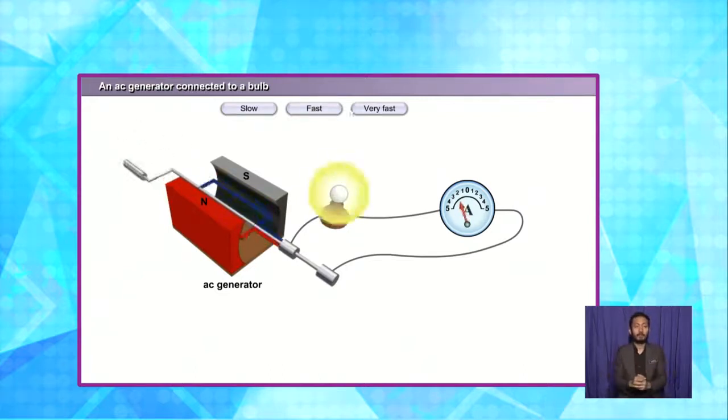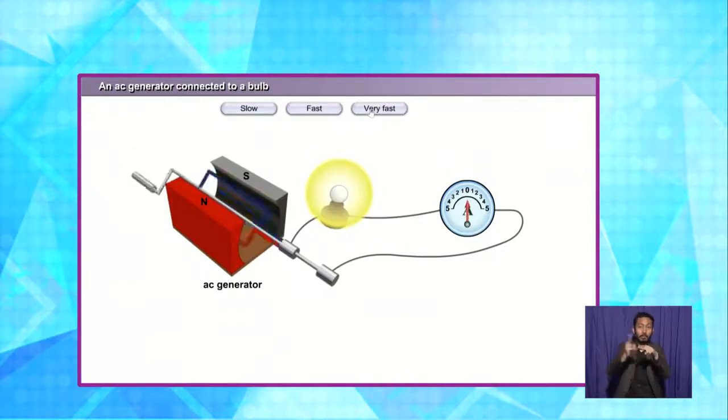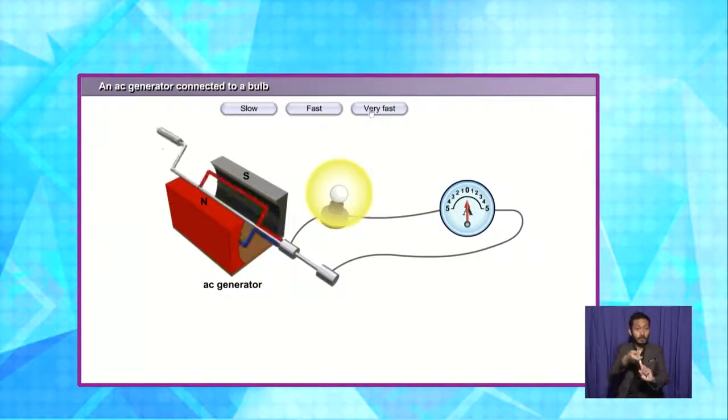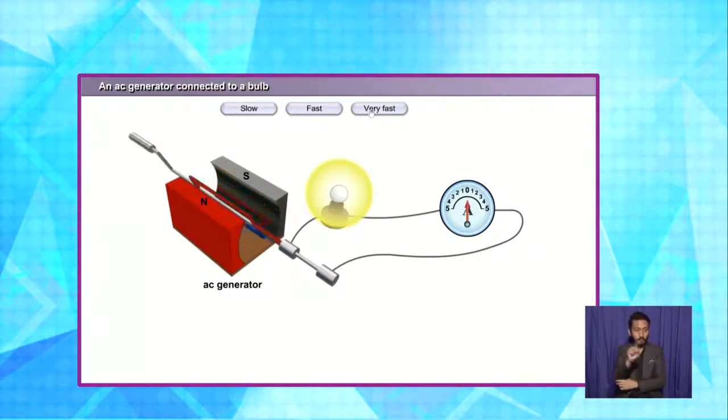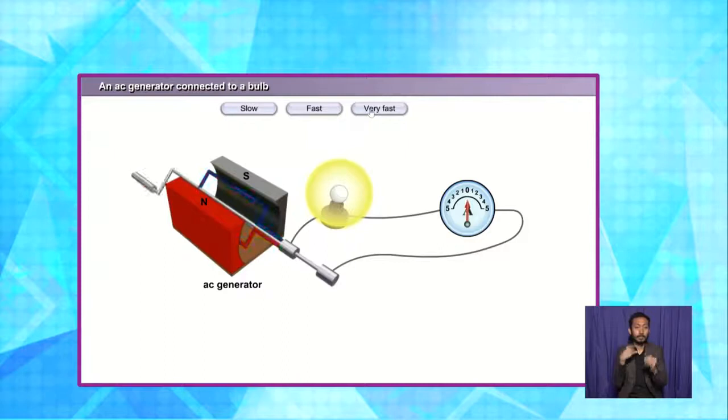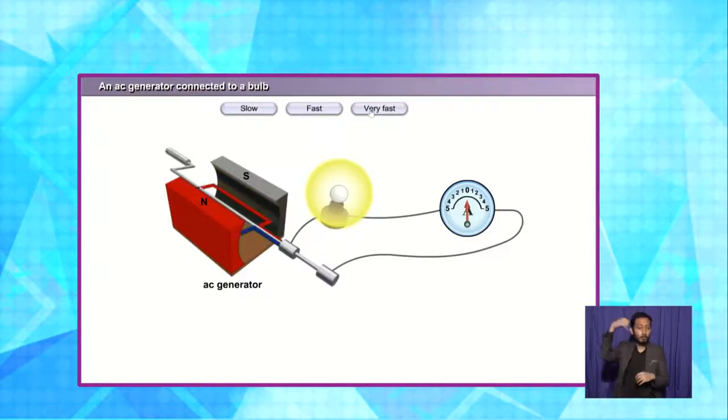If the frequency is more than 10 Hz, our eyes cannot detect the flickering of the bulb. The pointer cannot respond fast enough to the changing current and therefore seems to be stationary. So, that is why in our homes the bulb does not flicker. The AC supply in our homes is 50 Hz.